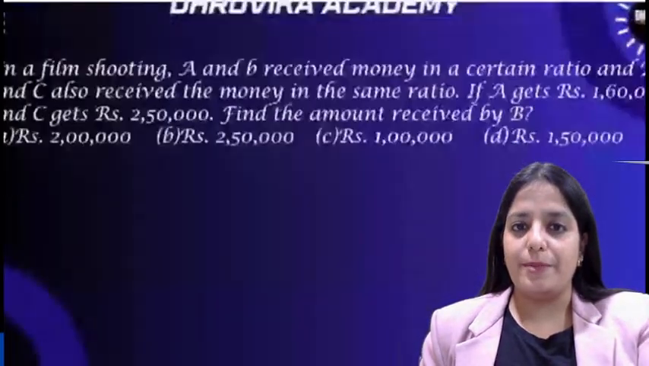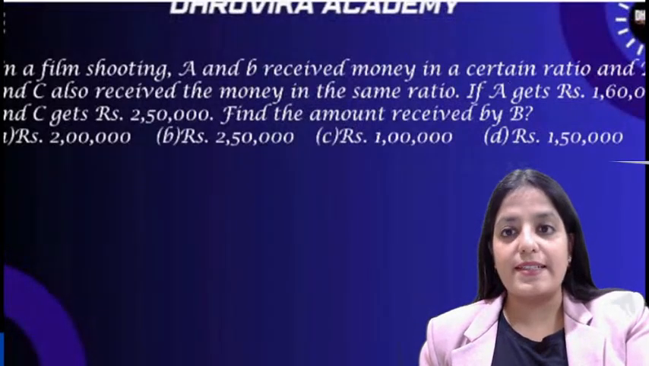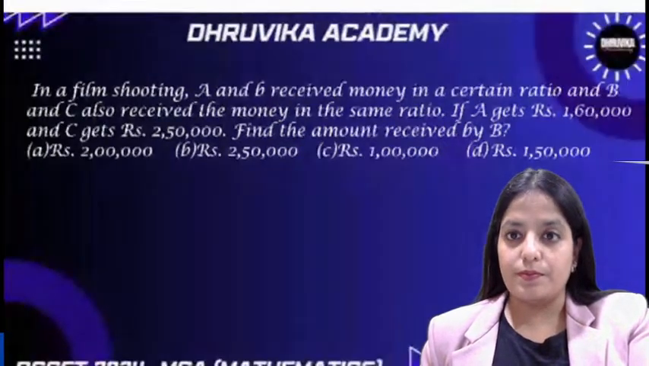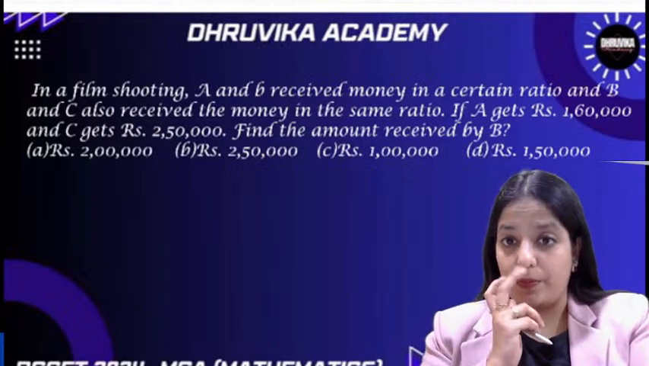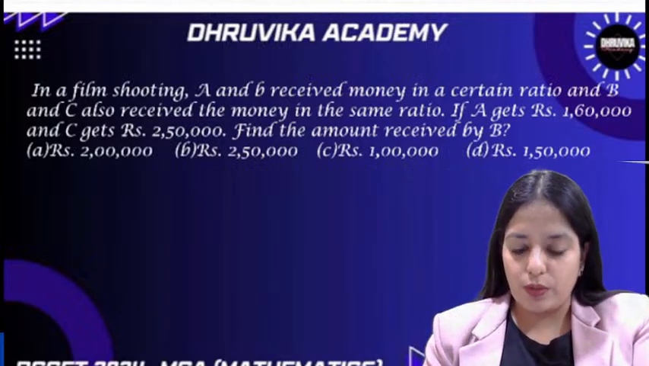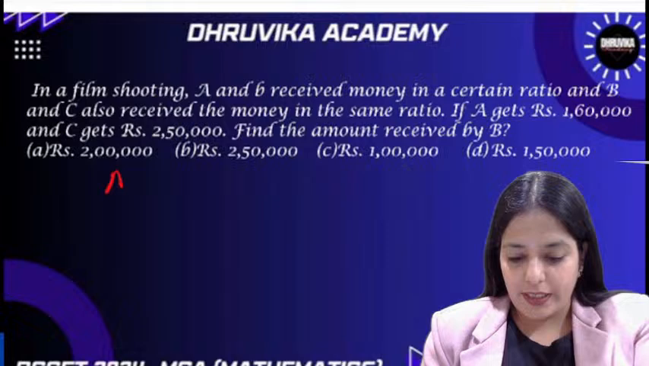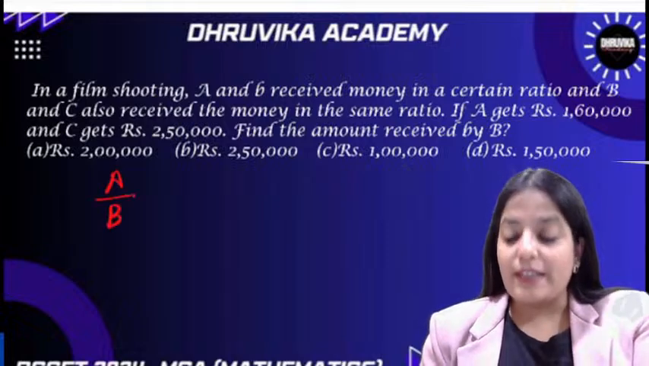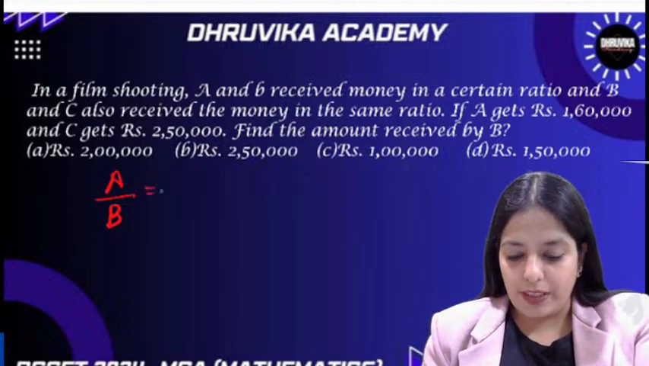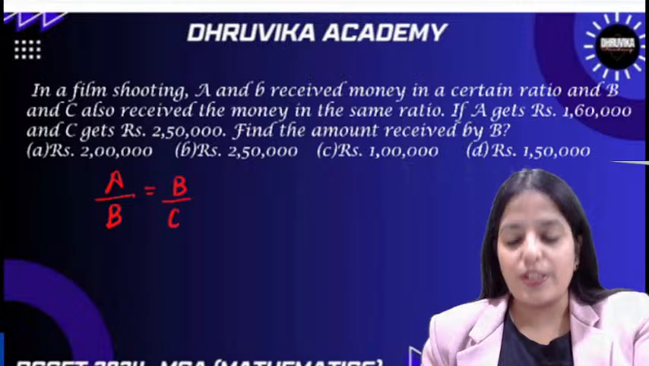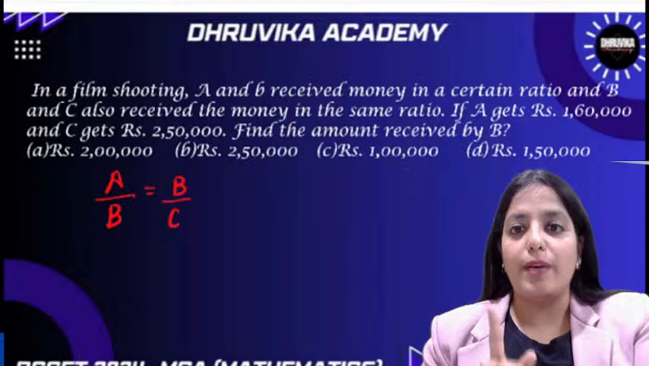In a film shooting, A and B received money in a certain ratio, and B and C also received the money in the same ratio. So what equation are you able to understand? A and B received money in a certain ratio. So let the ratio be A is to B, that is A upon B. Now in the same ratio, B and C also received the amount. So A upon B is equal to what? B is to C, B upon C, right? B and C also received the money in the same ratio.